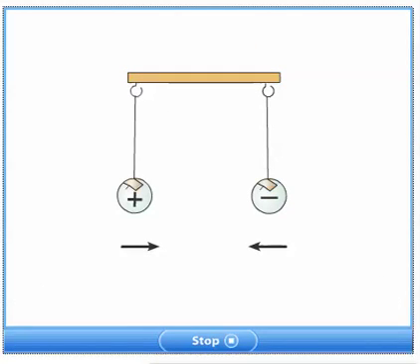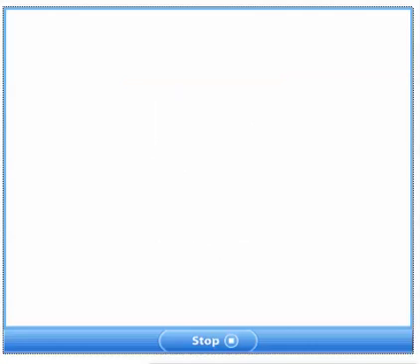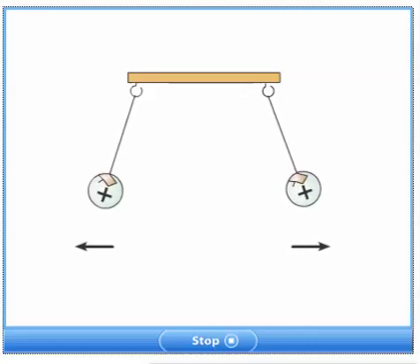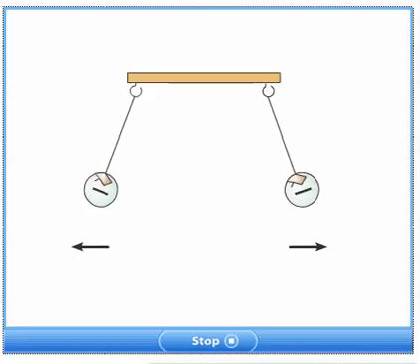Each of these lightweight table tennis balls has been given an opposite charge. When we release these balls, we see that they move together. Opposite charges attract each other. When charges are the same, however, they repel, regardless of whether the charges are both positive or both negative.